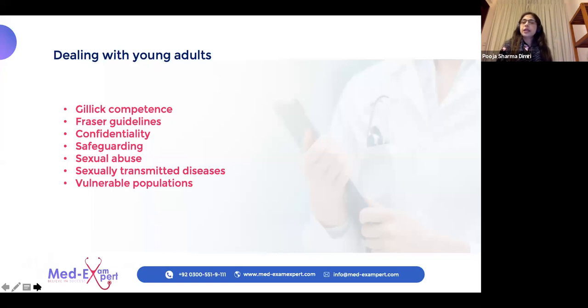Also, screening and treatment for sexually transmitted diseases, especially in young adults, is an important part of the management, so you should know. And you should always think about vulnerable populations. Socially vulnerable populations, in addition to what management you plan for them, may require some social support.